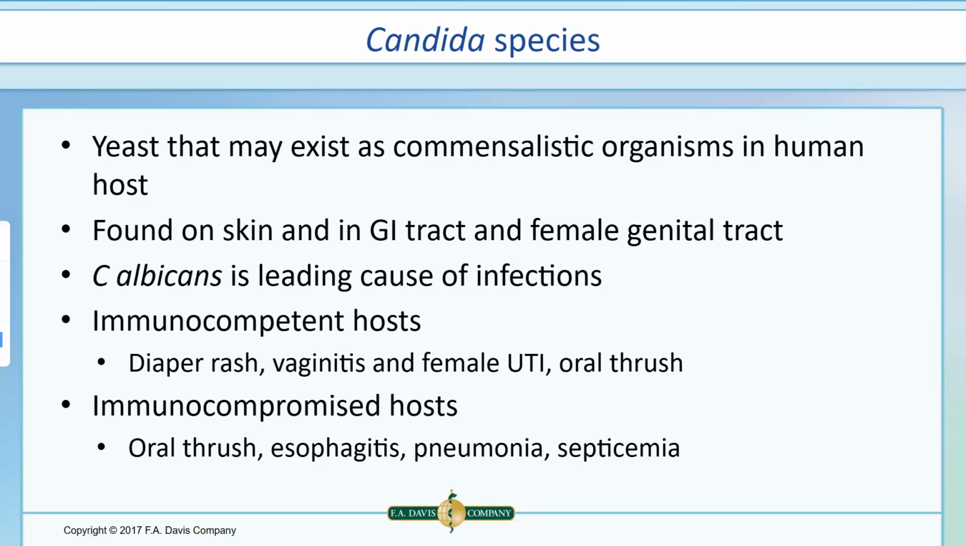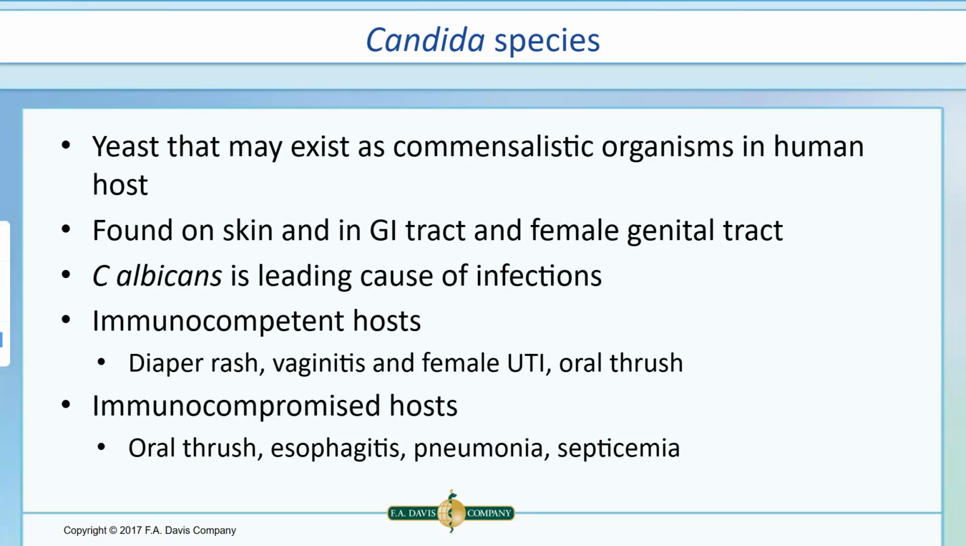Candida. Candida is a yeast that may exist as commensalistic organisms in human hosts. They're found on skin and in the GI tract and in the female genital tract. Candida albicans is the leading cause of infections related to Candida species. In immunocompetent hosts, it can cause diaper rash, vaginitis, female UTI, and oral thrush.